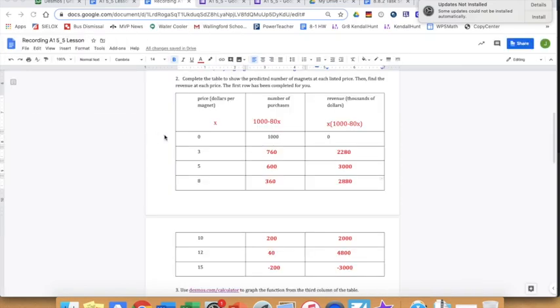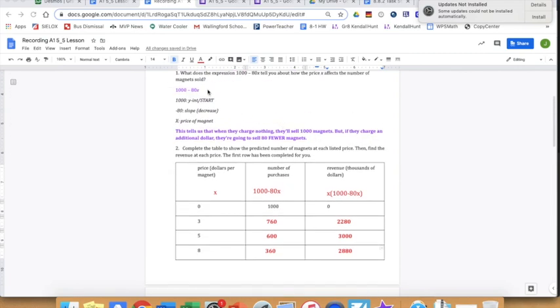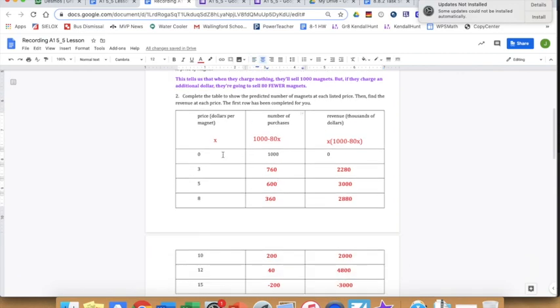Okay, so here's our table. The number of purchases, as you'll recall, is that expression up above, that 1,000 minus 80x. 80 fewer purchases per each dollar. So we see that the more they charge, the more the price goes up, the fewer people that buy it. And you'll notice, 15 bucks, no one's buying that magnet. Like, I mean, I probably would because I'm a weird tourist, but whatever. They're predicting that basically no one's going to buy this magnet at that point. So at some point between 13 and 15 dollars, no one's buying this magnet.